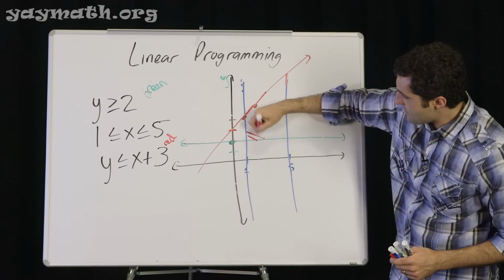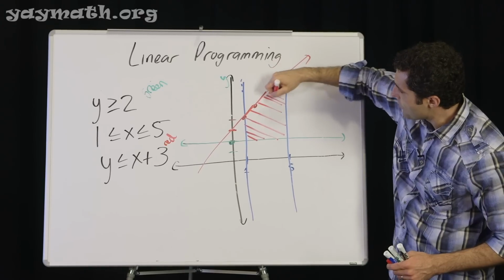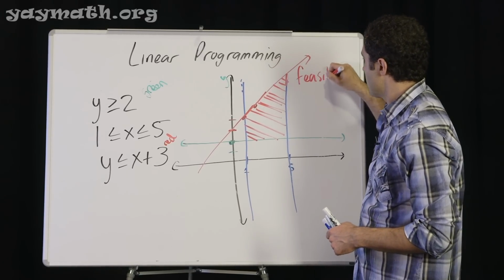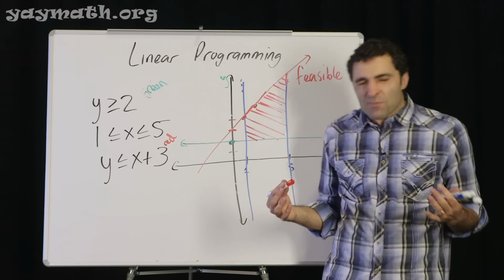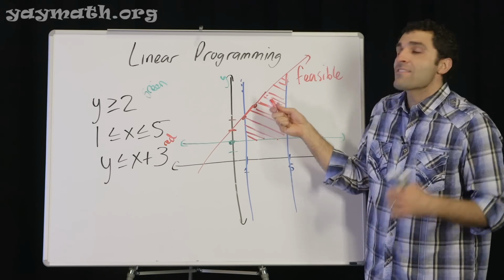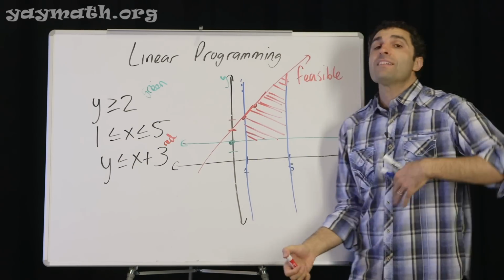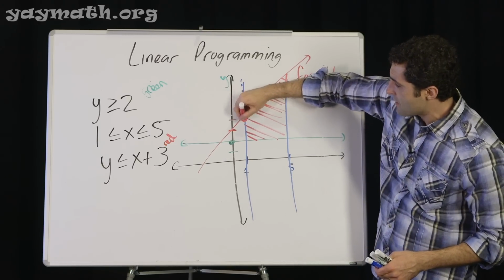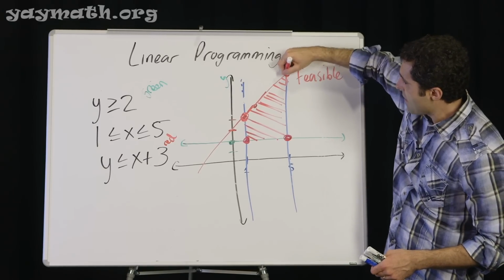So this is what's called the feasible region. We'll even name it feasible. I always like the sound of that word, like, yeah, it's feasible. Yeah, it's possible. So this is all the possible solutions that would apply to this system, okay? So we're going to take it a step further, and we're going to find all points of intersection. This point, this point, this point, and this point.